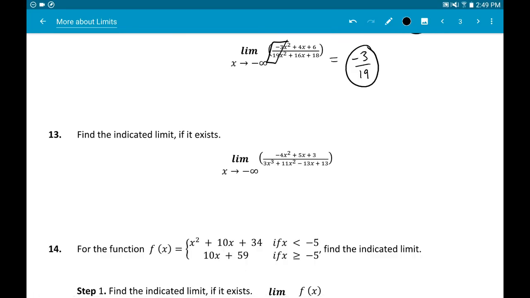All right, number 13 here. Limit as x approaches negative infinity. So limit at infinity again. So look at your big exponents, 2 on the top, 3 on the bottom. So this is bigger on bottom, means you get 0. No work to show.